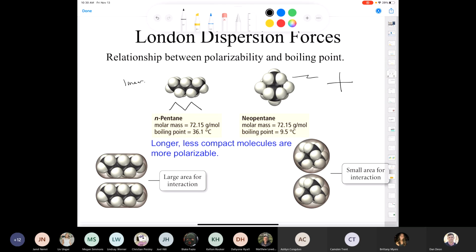And so the longer, less compact molecule is going to be more polarizable, and there's going to be a larger surface area. Think about it. If you pack a bunch of hot dogs together, you're going to have a lot more surface contact than if you pack a bunch of tennis balls together. Okay? That's all that's going on here. So even though they both have the same molar mass, the boiling point of the linear one is going to be higher than the spherical one. It's just about more area for interaction in the linear one and less area for interaction in the spherical one.